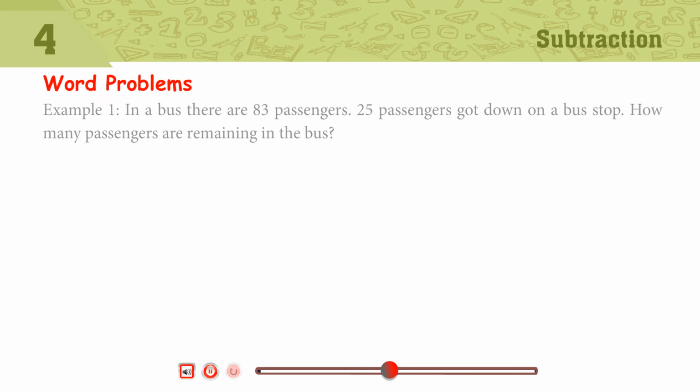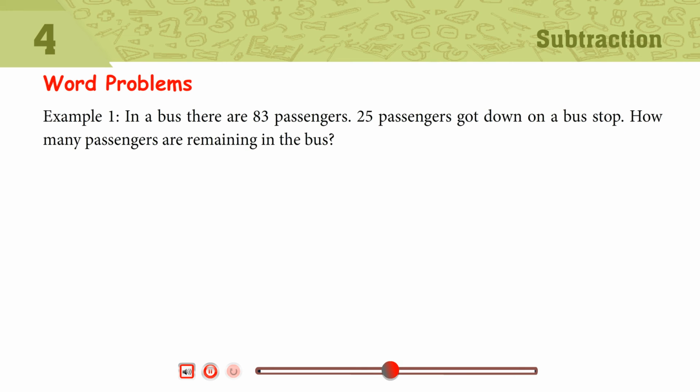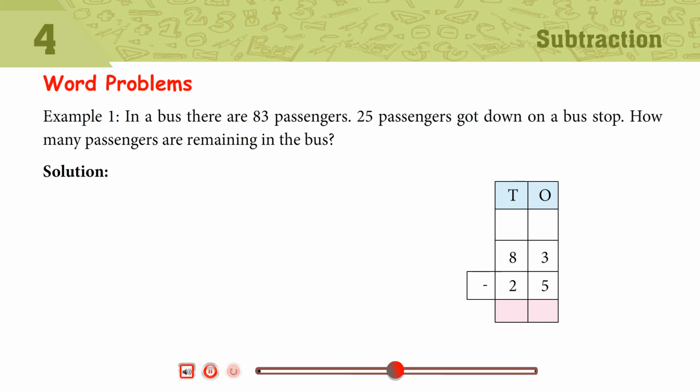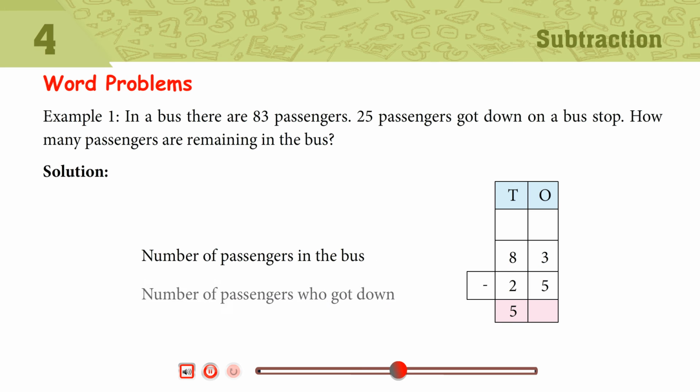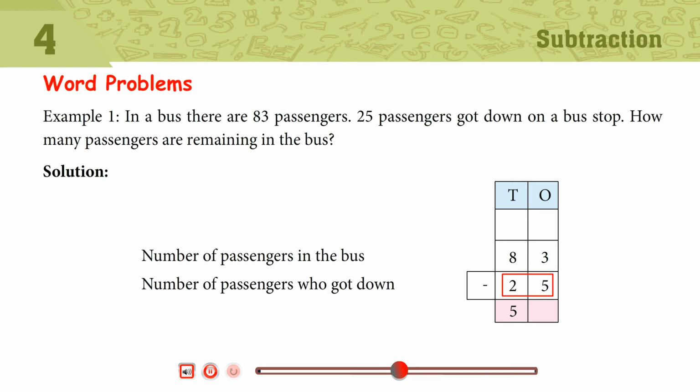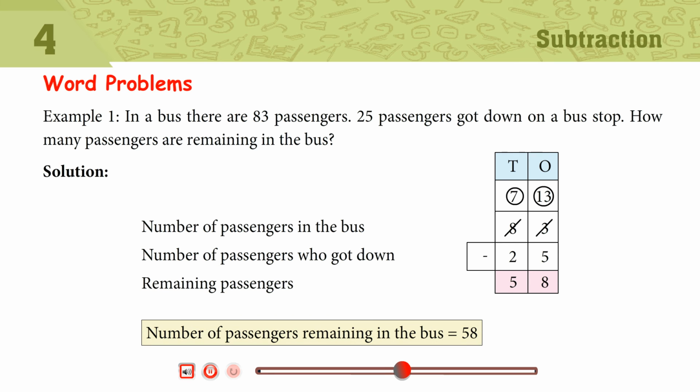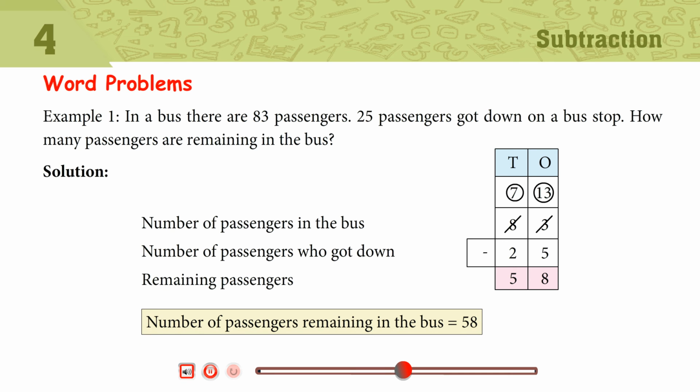Word problems. Example 1. In a bus, there are 83 passengers. 25 passengers got down on a bus stop. How many passengers are remaining in the bus? Solution. Number of passengers in the bus, 83. Number of passengers who got down, 25. Remaining passengers is equal to 58. Number of passengers remaining in the bus is equal to 58.